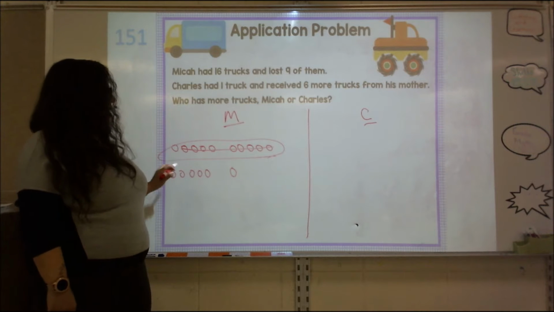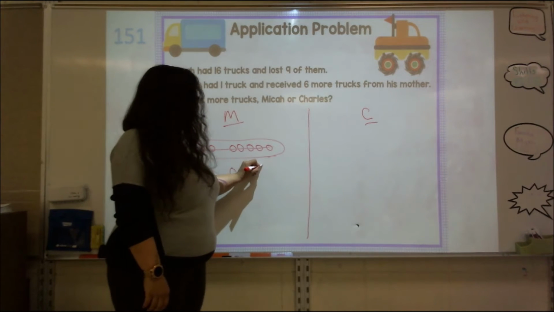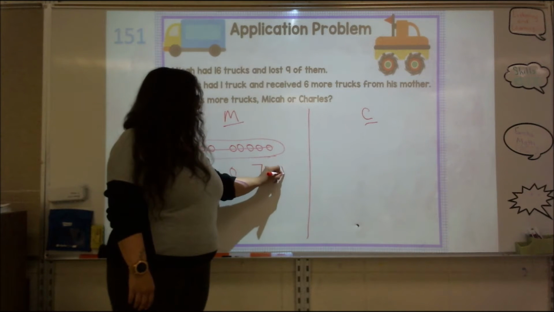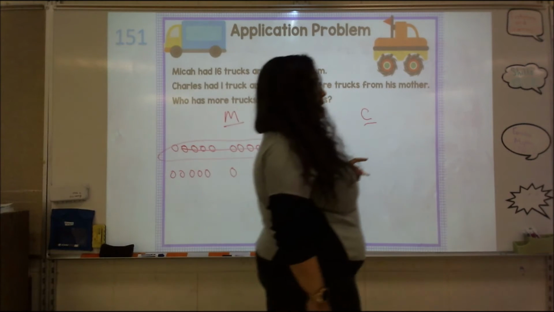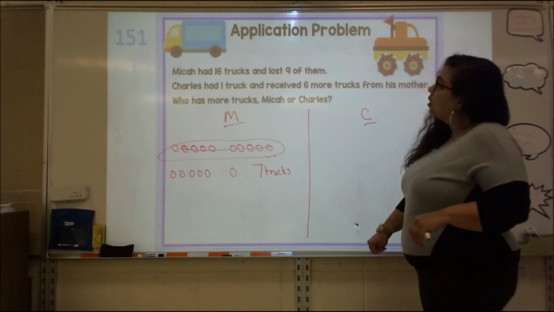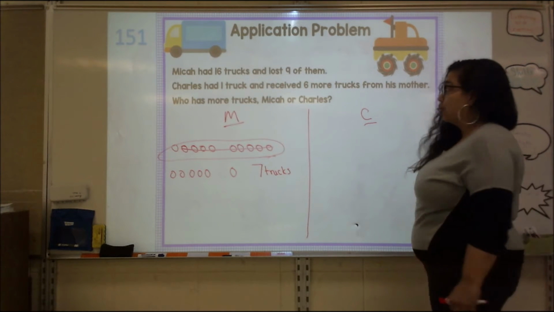And we see that Micah has 6, 7. So Micah has 7 trucks left. We know this now. Our picture tells us Micah has 7 trucks left. Now let's come over here to Charles and his trucks. Charles had 1 truck and received 6 more trucks from his mother. Let's draw to show Charles's trucks.